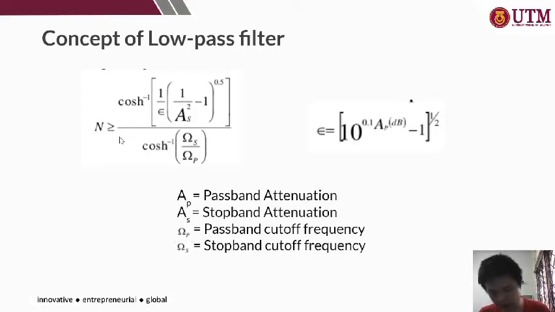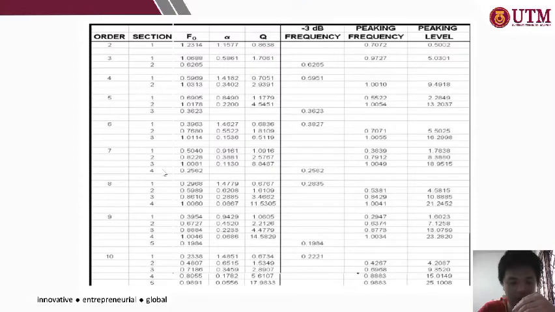Once we already know the value of n, we need to refer to the filter table. Let's say now the value of n is 3. Now we go to the filter table. So the order is 3, and we have section 1 and section 2. What is this? I will mention later.